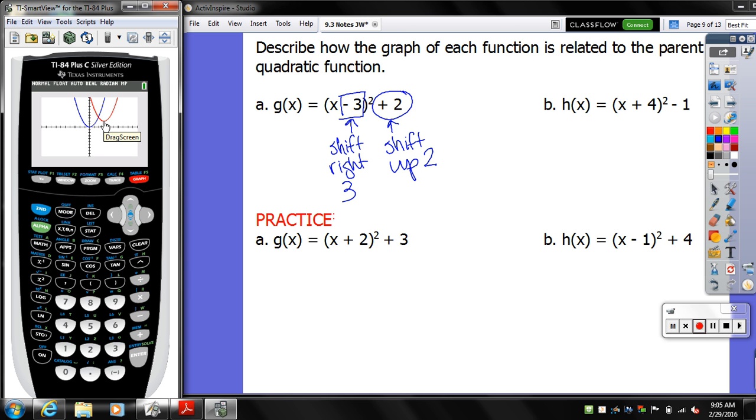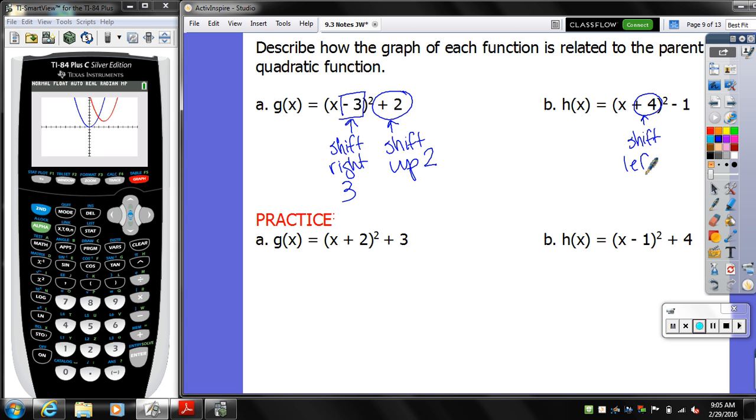So now let's look at B. So we have a plus 4 inside of our parentheses. So that actually means that it's going to shift left 4 spots. The minus 1 at the end means that it is going to shift down. Go ahead and pause the video and try to do A and B on your own.